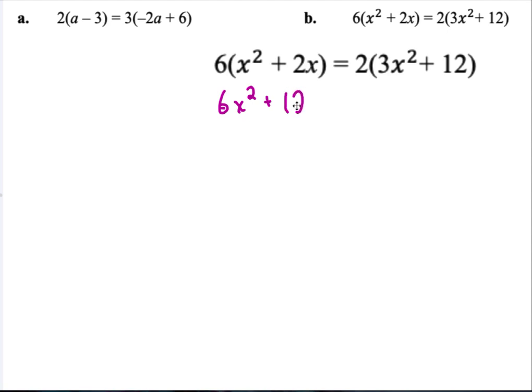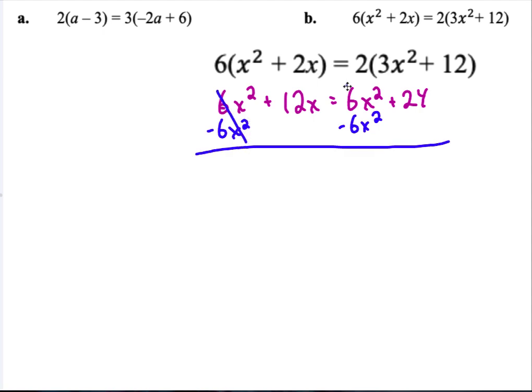6 times 2x is 12x. 2 times 3x squared is 6x squared. And 2 times 12 is 24. Here you'll notice when I subtract the squared terms, to get them both on the same side, they both turn to 0. And I'm just left with 12x equals 24. Then I simply finish solving it like I would a regular old equation.